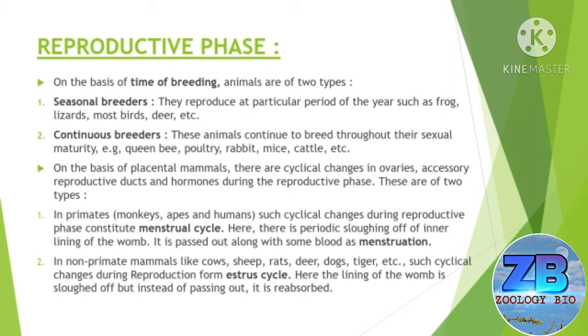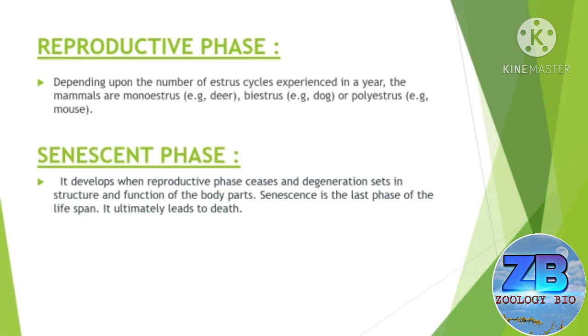The second one is in non-primate mammals like cows, sheep, rats, deer, dogs, tiger, etc. Such cyclical changes during reproduction form the estrous cycle. Here the lining of the womb is sloughed off, but instead of passing out, it is reabsorbed. In the reproductive phase, depending upon the number of estrous cycles experienced in a year, the mammals are monoestrous, for example deer, diestrous, dog, or polyestrous, for example mouse.